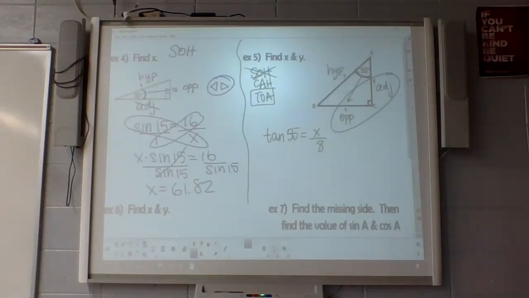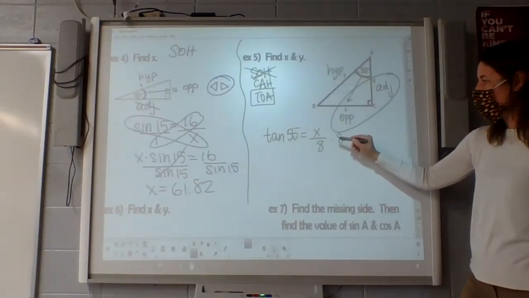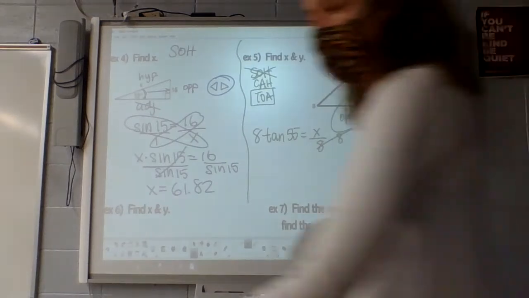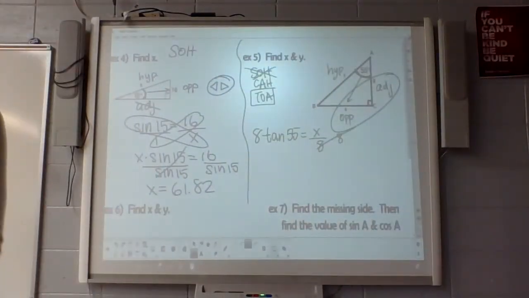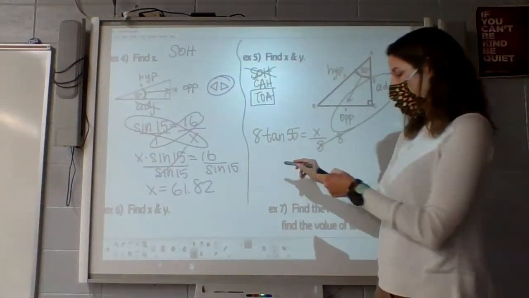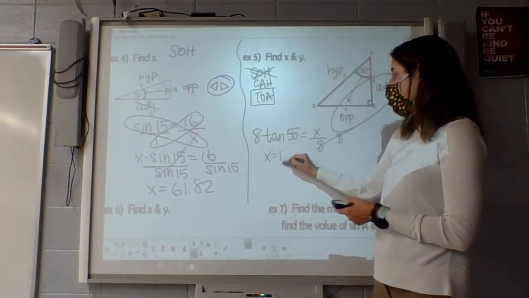And so to get our x alone, we're going to multiply by 8. And that'll give us our x value. So x is like 11.4 is what I got.